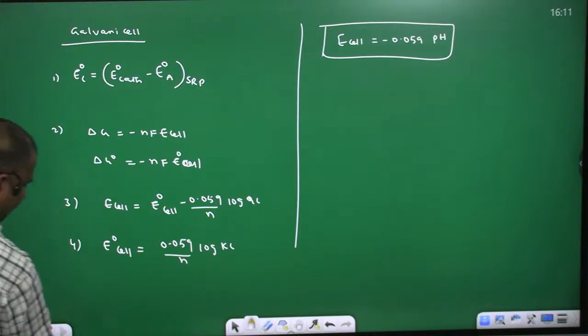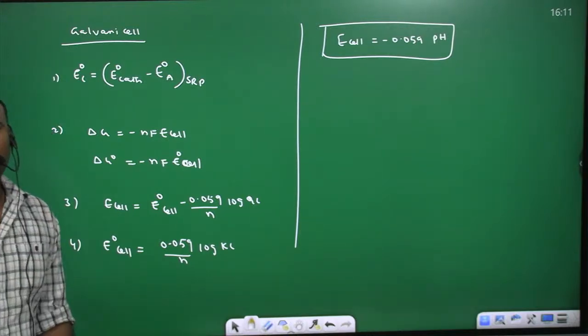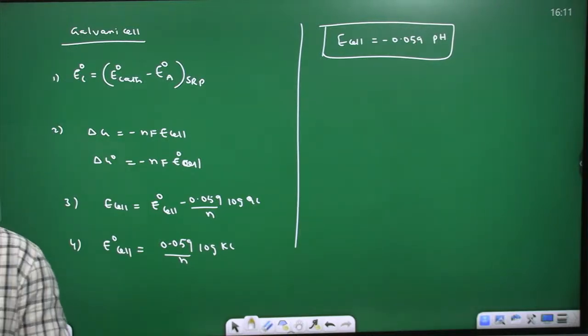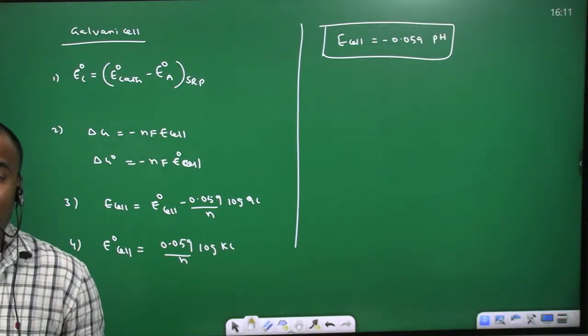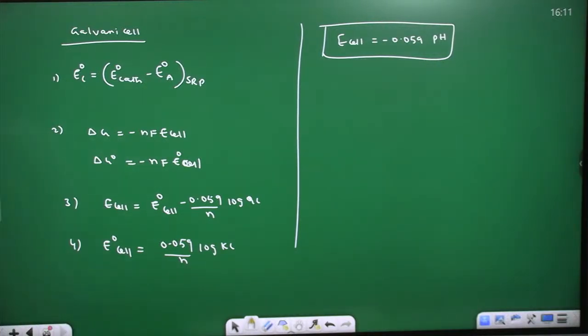So this is the end of the formulas related with all physical chemistry. If you refer to them, you can answer 90% of the questions from your final exam paper.